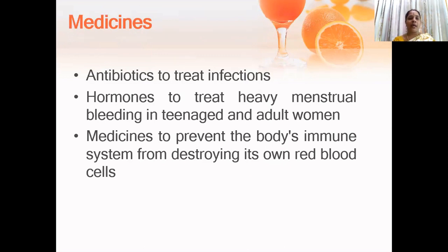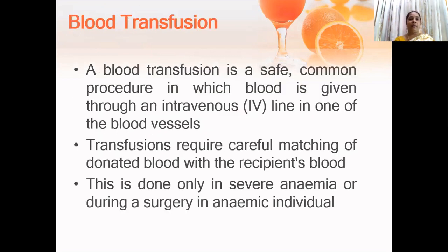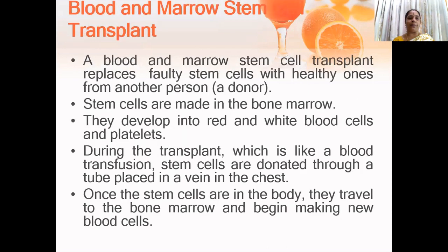Medicines can be used in the form of antibiotics to treat if there are any infections, hormones to treat heavy menstrual bleeding in teenage and adult women, medicines to prevent the body's immune system from destroying its own red blood cells. Blood transfusion is also a treatment option for anemia. A blood transfusion is a safe, common procedure in which blood is given through an intravenous line in one of the blood vessels. Transfusions require careful matching of donated blood with the recipient's blood. This is done only in severe anemia or during a surgery in an anemic individual.